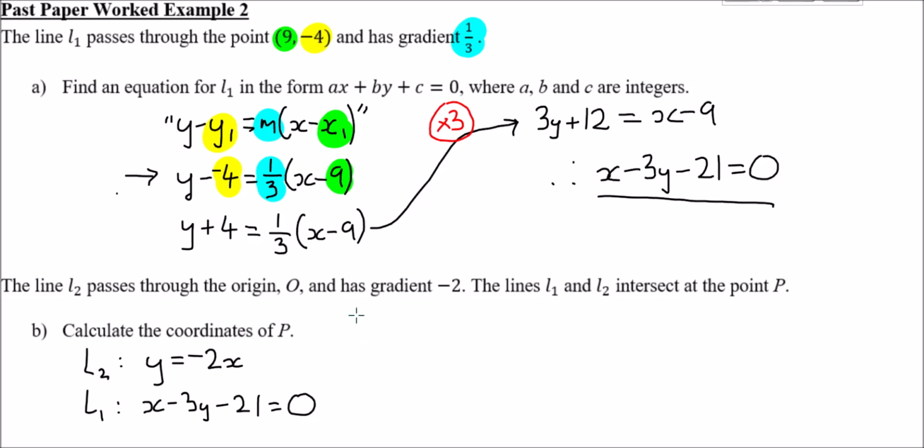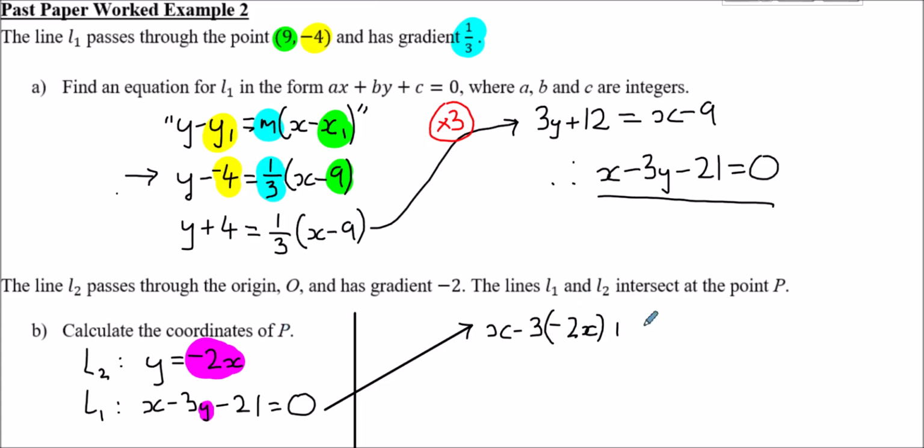There's a few ways we can proceed now. What I'd suggest doing is realizing that we can substitute in y into L1. Because we know that y is minus 2x, we can pop that in for y in this equation here. So moving forward, we're going to have x minus 3 lots of y, where y is minus 2x, minus 21, sorry, equals 0.